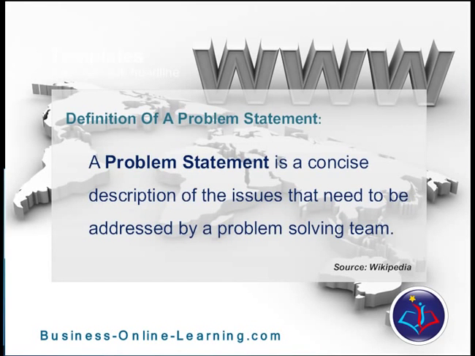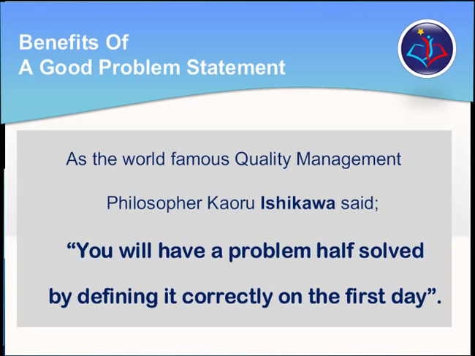The definition of a problem statement is: a problem statement is a concise description of the issues that need to be addressed by a problem-solving team. The benefits of having a good problem statement are, as the world-famous quality management philosopher Kaoru Ishikawa said, you will have a problem half solved by defining it correctly on the first day.